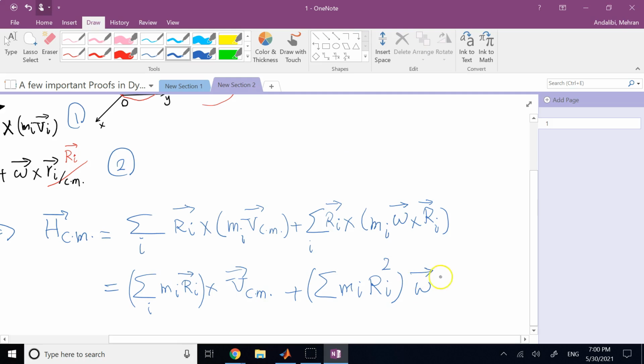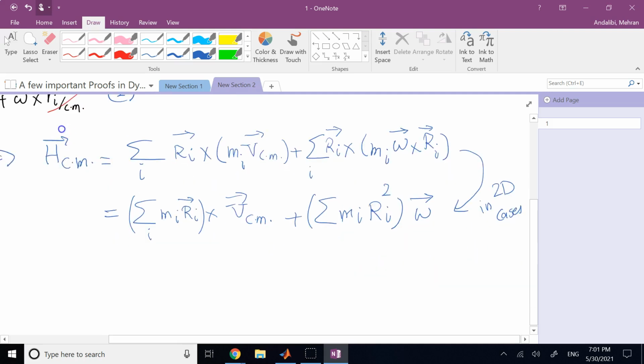Okay, I told you for a 2D case I can simply write it this way. For a 3D case it's not as simple, it's a matrix times that. But in 2D cases I can easily show you that this can be written that way. Now, what about here? Summation mi Ri, what's the definition of that?